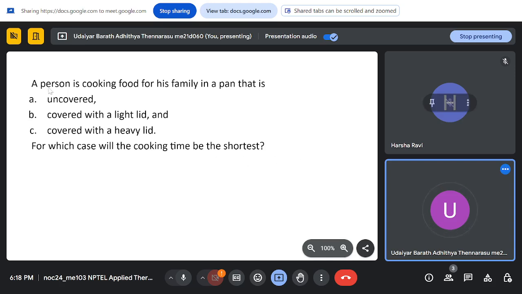So next question is, a person is cooking food for his family in a pan that is A, uncovered, B, covered with a light lid, and C, covered with a heavy lid. For which case will the cooking time be shortest? So what do you think? You have a pan, you are cooking something, so which is the best action which can be taken to reduce your cooking time?